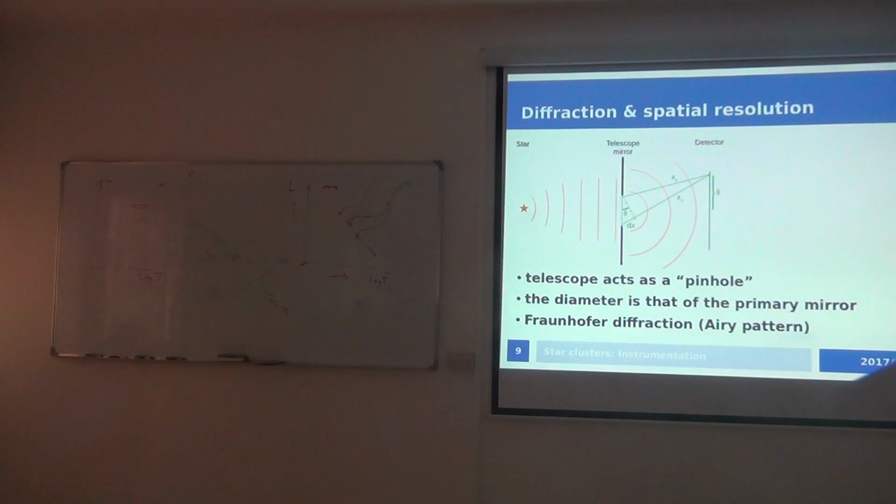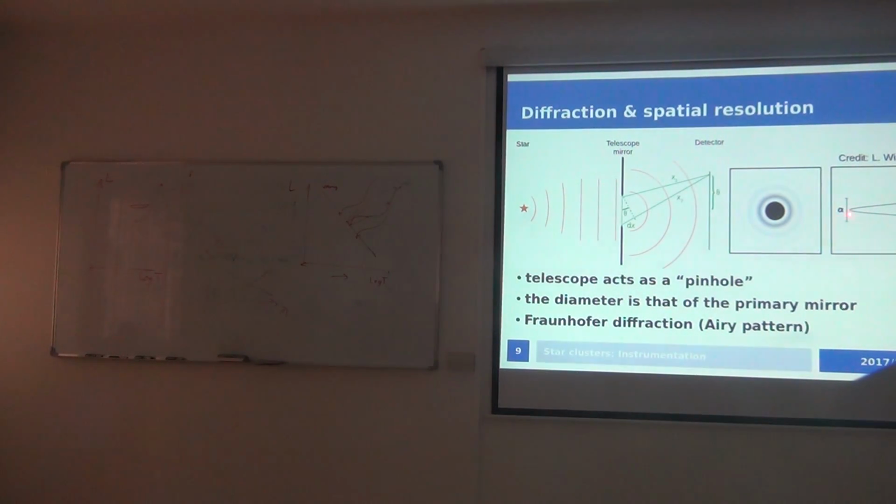It here corresponds to half your observed wavelengths, then you have destructive interference. So what you observe is such a pattern where you have a very, very high maximum in the center of your observation, and then if you go out, you have these diffraction rings. So this is the typical Fraunhofer diffraction.